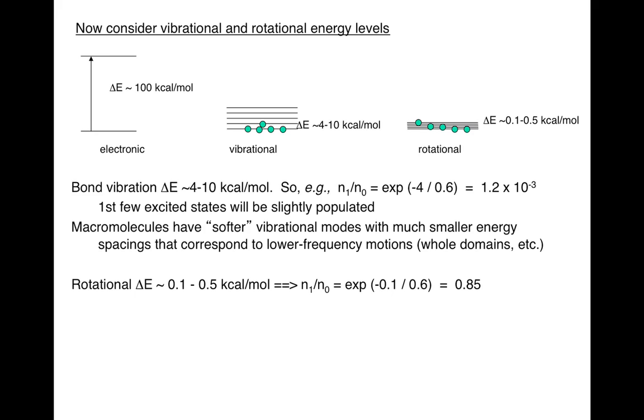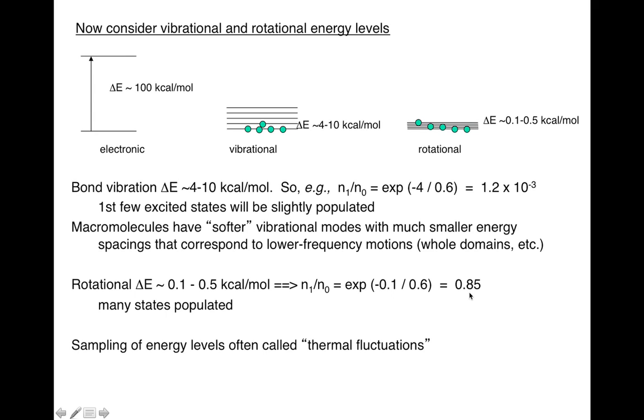Now, think about rotations. Very small spacing. So let's say we have a 0.1 kcal per mole difference in energy level, okay? Then about 85% of them will actually be in that excited state. So many of these states will be populated, and you can imagine that, for example, various rotamers can be sampled at room temperature based on this kind of idea. And that sampling of these different conformations and energy levels is called thermal fluctuation.